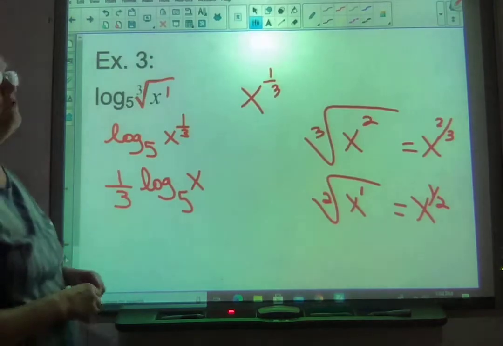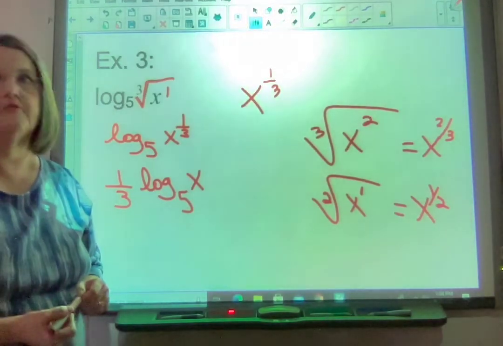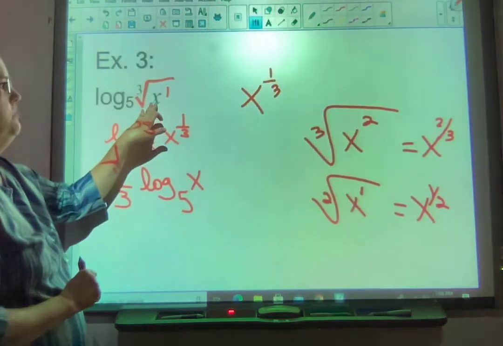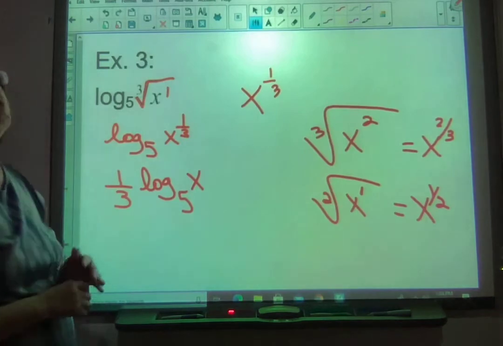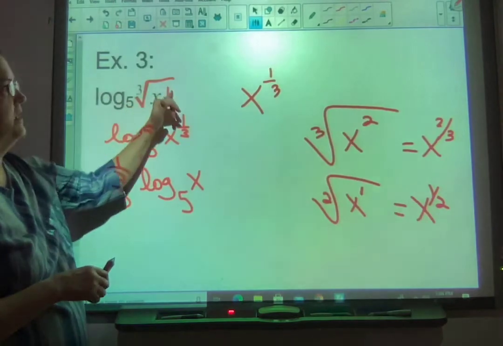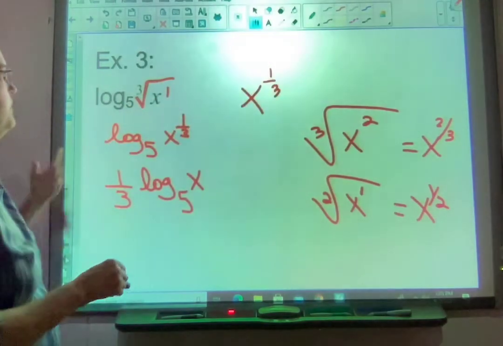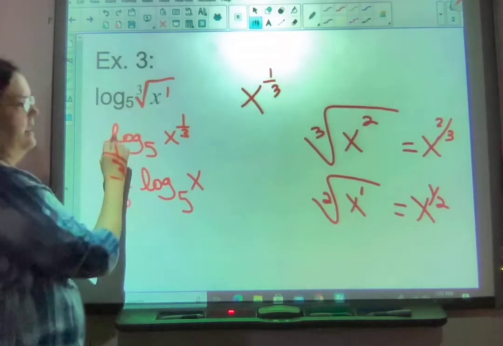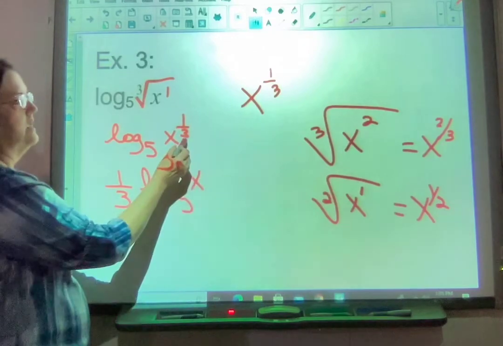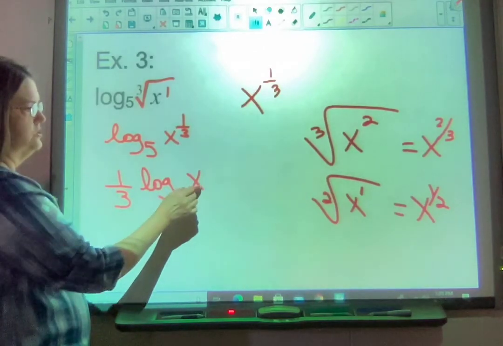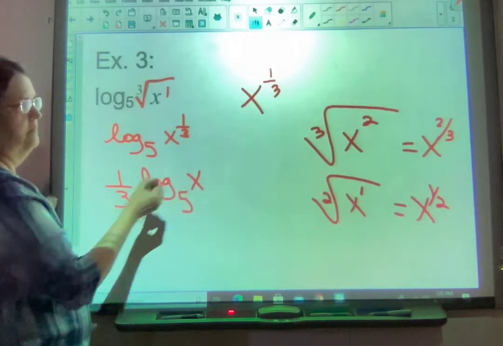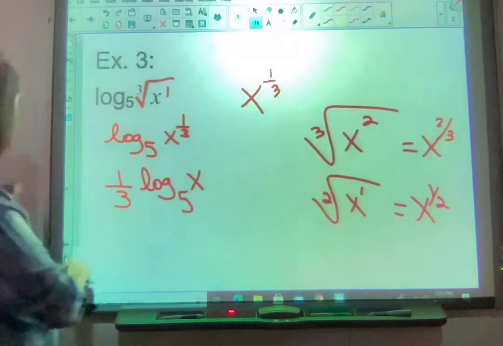Let's do this one. Algebra 2 is always wrapping back to prior knowledge. So this is the cube root of x. And remember, you learned way back in first semester that the cube root of x is also x to the 1/3 power. So this one can be rewritten as log base 5 of x to the 1/3 power. So when I expand it out, again, exponent, log, base, number or variable. So that 1/3 comes first, then log base 5 of x. And that's how that is done.